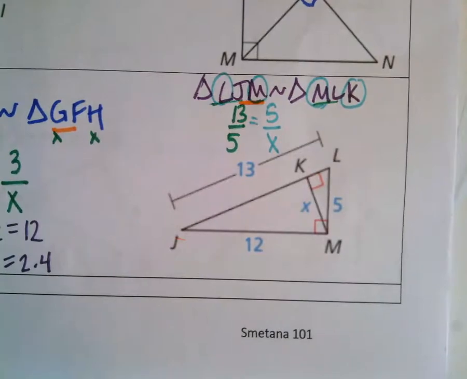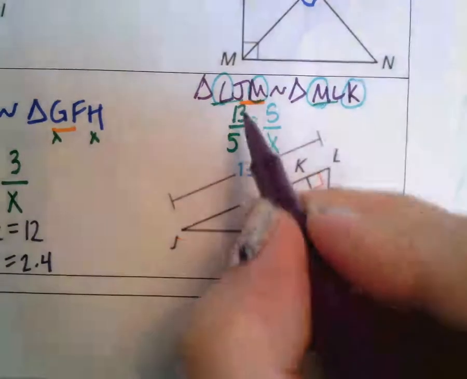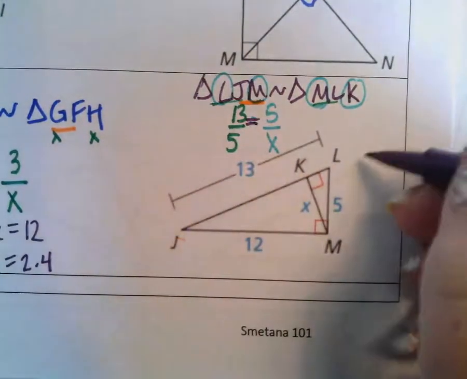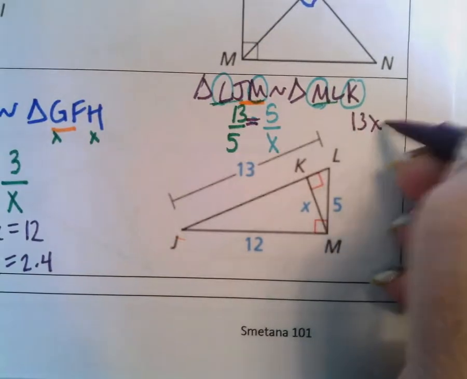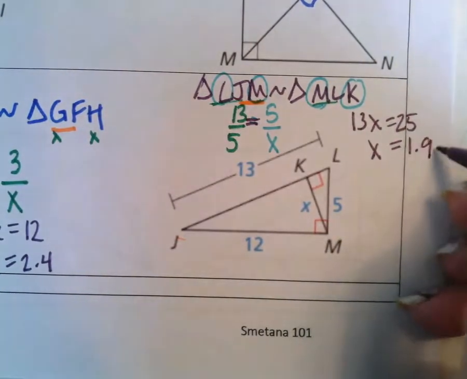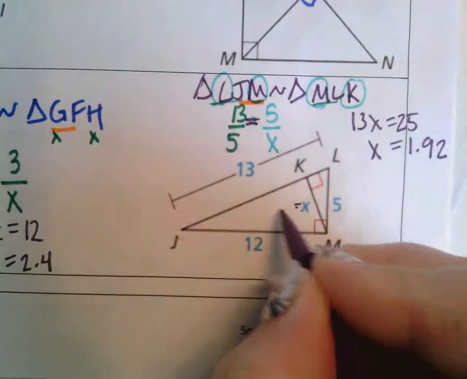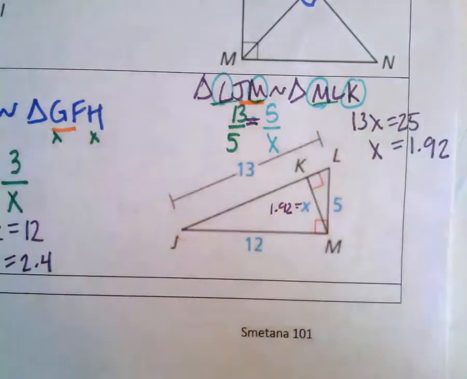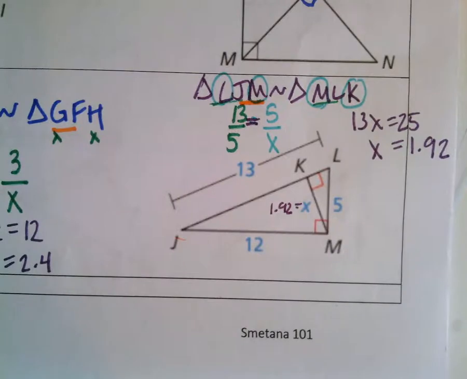Okay, so hopefully you can see how I just set that up, and I didn't confuse you. So you get 13x equals 25 and x equals 1.92. That makes complete sense. And you're done.